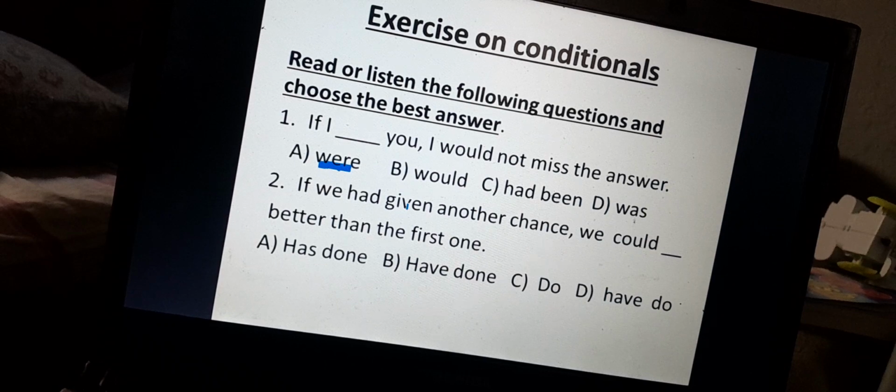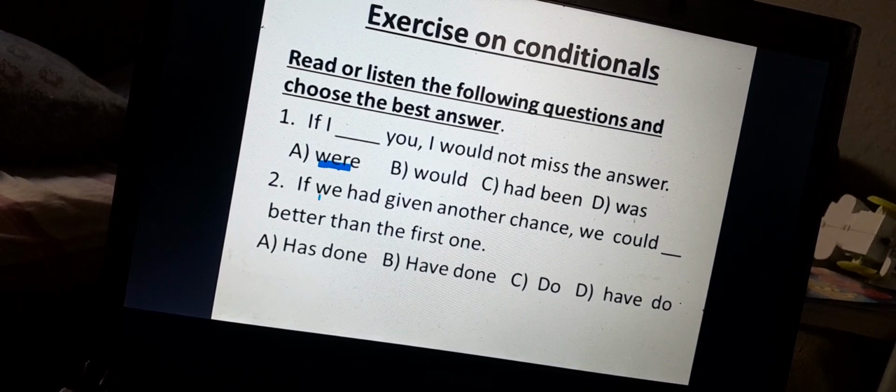So as you can see, if we had given another chance, this is the subject, this is had, and this is verb 3. So it is past perfect tense and it takes us to conditional type 3. So when we go to the main clause part of the sentence, it lacks something. So which of the presented alternatives is appropriate to fill it? That is the question.